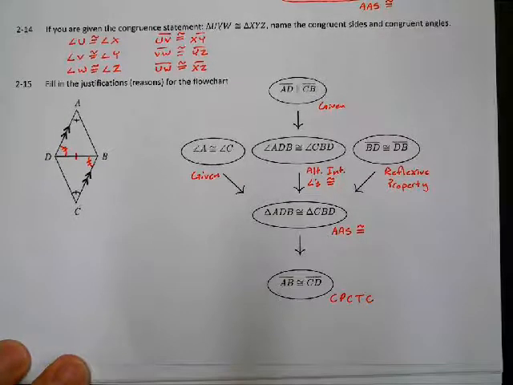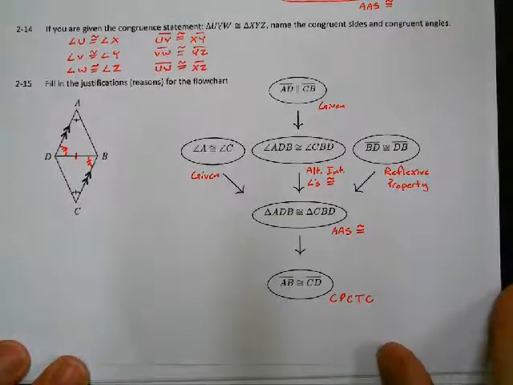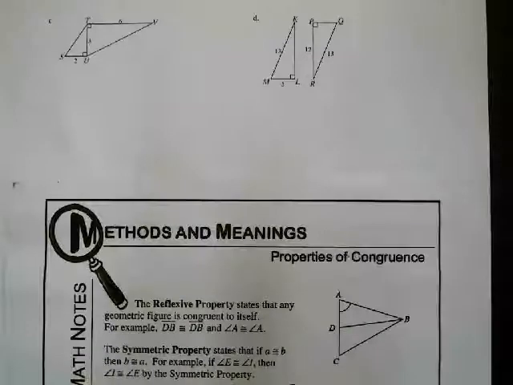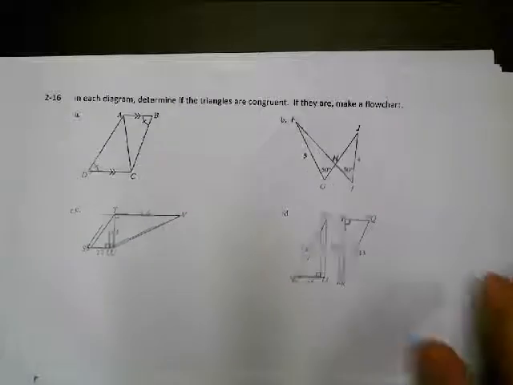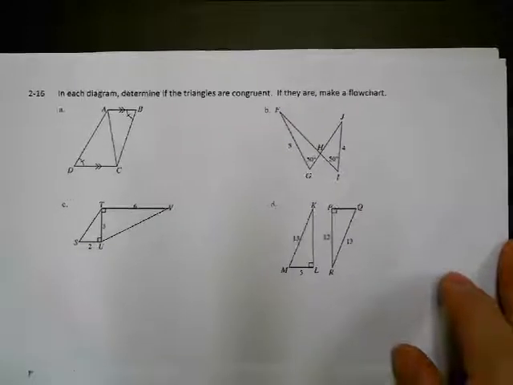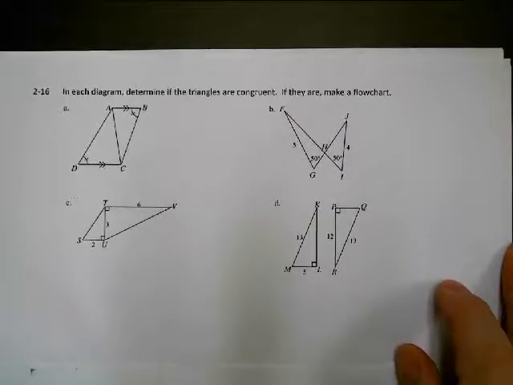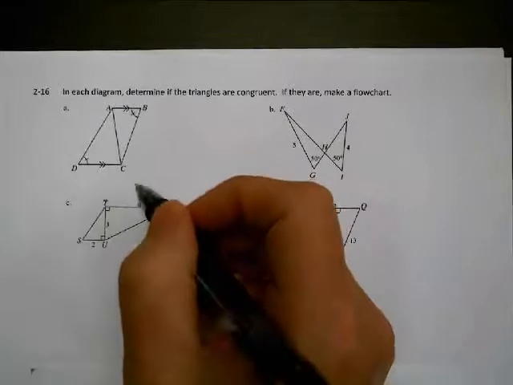All right, moving to the next page. Here we go. In each diagram, determine if the triangles are congruent. If they are, make a flowchart. All right. So these are not going to be drawn to scale, so we can't trust our eyes. We need to trust the facts that we're given.